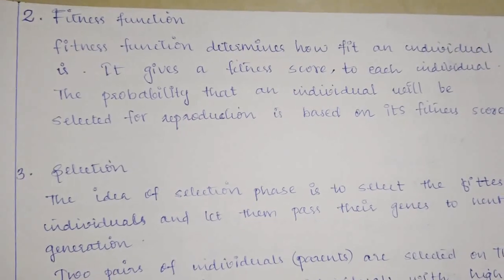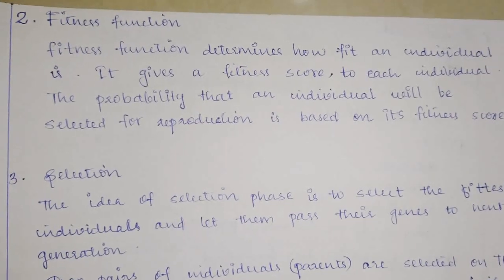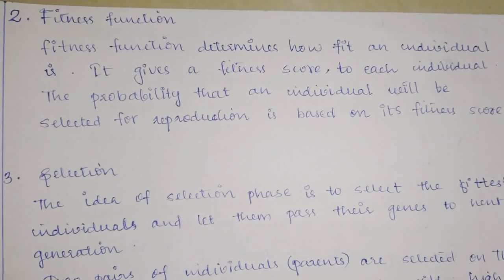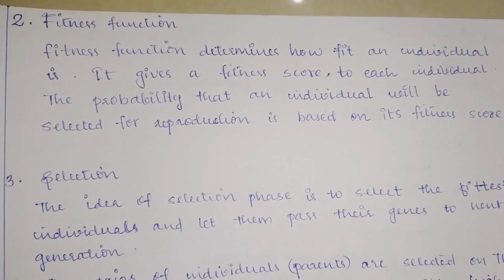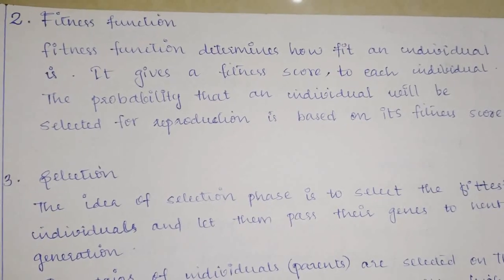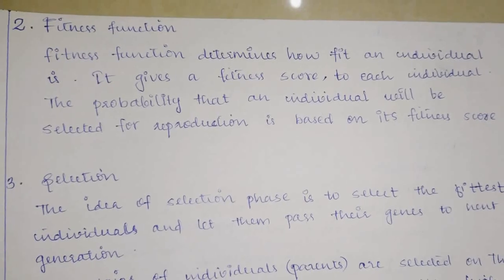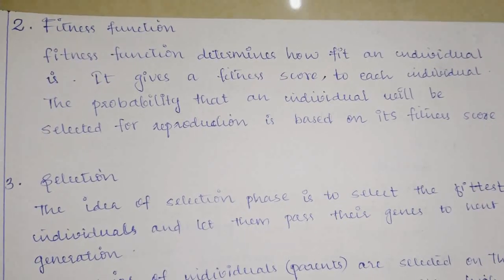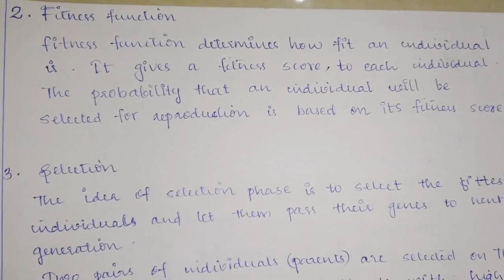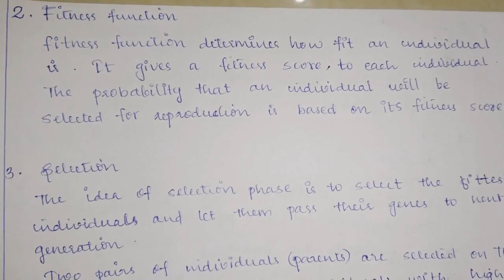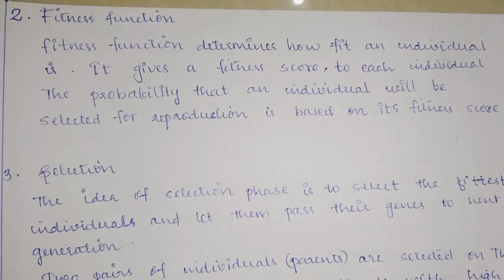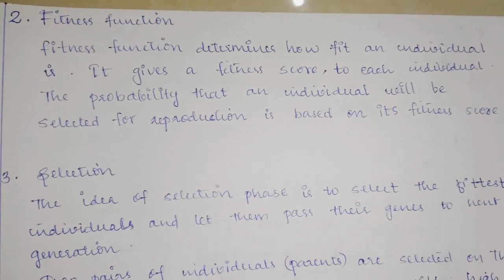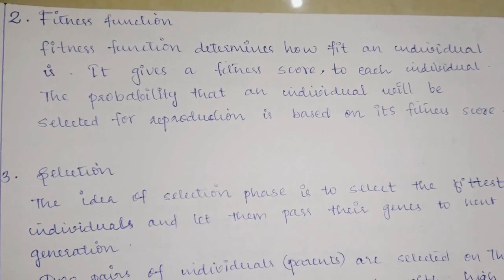Next phase is the fitness function. As we already mentioned, fitness score. The fitness function determines how fit an individual is. This fitness function will compute a fitness score for each individual. According to this fitness score, the probability of an individual being selected for reproduction can be predicted.